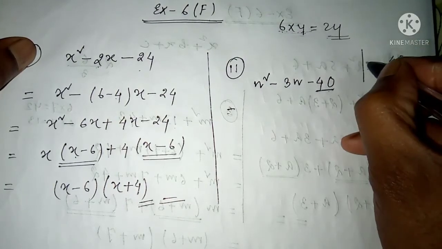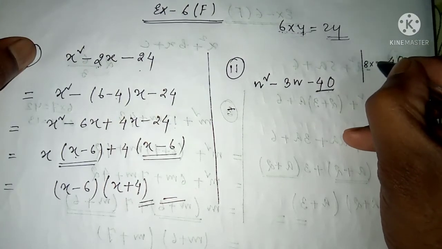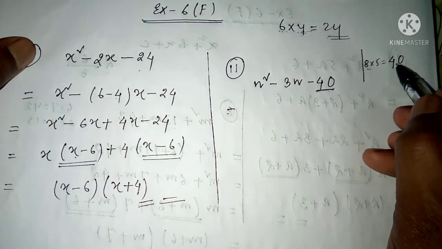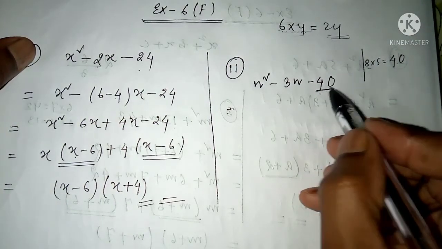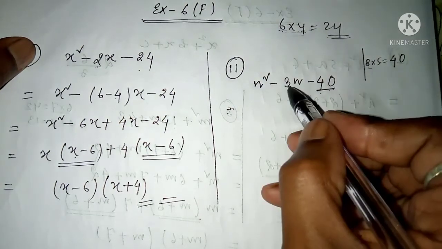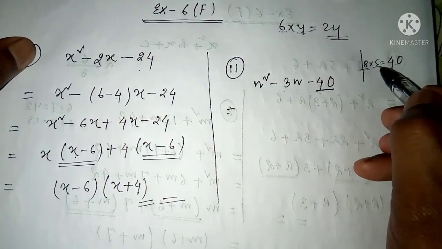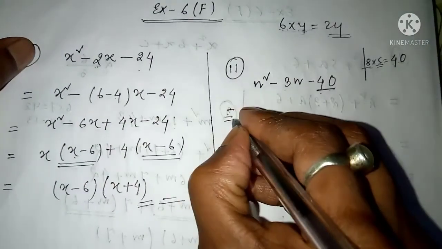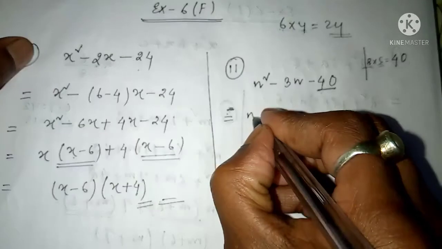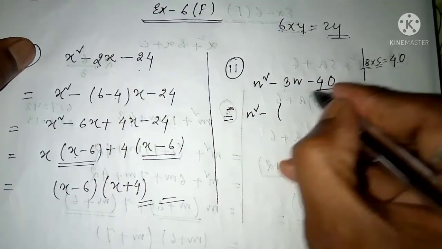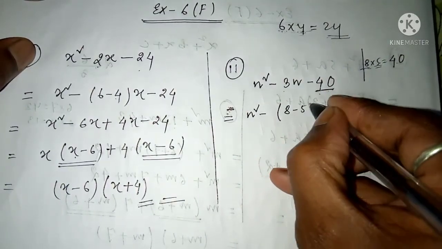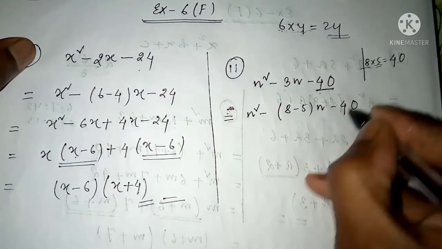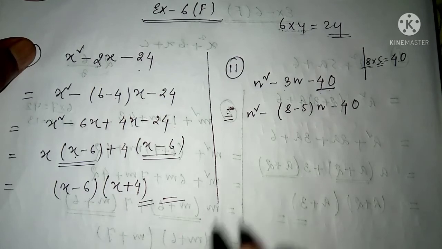Now see, 8 into 5, how much? 8 into 5 is 40, that is the third term. 8 minus 5 is 3. That means I can take 8 and 5. These two are satisfying. Then you can see here, now I am taking n square minus, now 8 minus 5 gives me how much? 3. Then you write this is n, now this is 40 as it is. So I hope all of you understood.